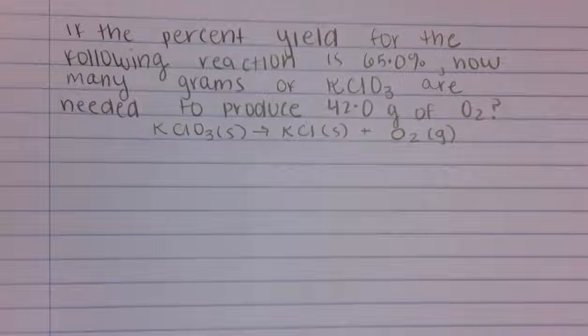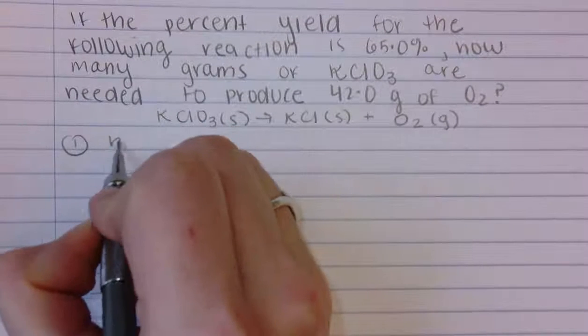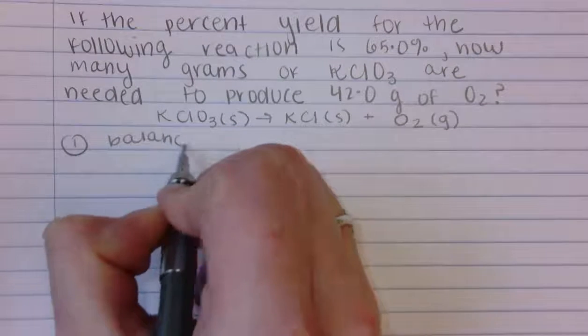This question is a review on percent yield and asks: if the percent yield for the following reaction is 65%, how many grams of potassium chlorate are needed to produce 42 grams of oxygen? So the first thing that we're going to do is balance this equation.